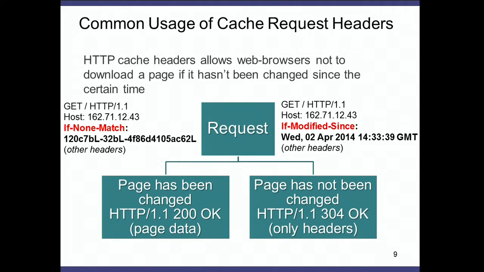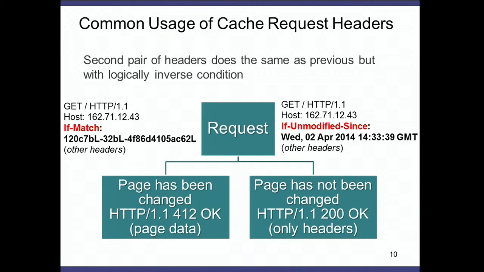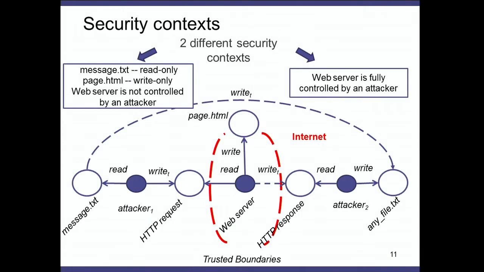The client is asking, has the page changed? The server says, yes, okay, go ahead, or 304, it didn't change. And with the second header, you ask whether you have the same version as previously or not. And the server says either no or yes. Okay, we have got the basic ideas, and that's the basic scheme.